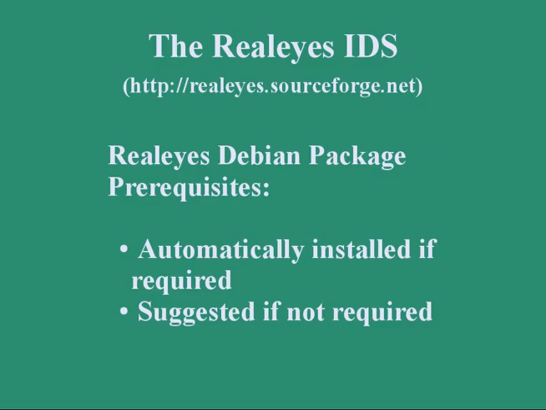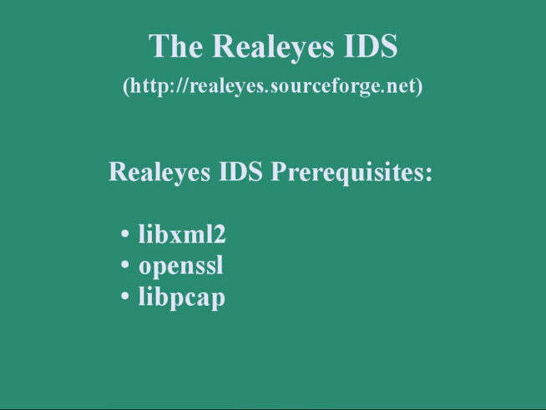The following prerequisites must be installed before the source packages. The IDS prerequisites are the following libraries. The libxml2 and OpenSSL libraries are usually installed as part of the base system, but the development packages must be installed for the headers to be available. Both the libpcap library and development package will probably have to be installed.